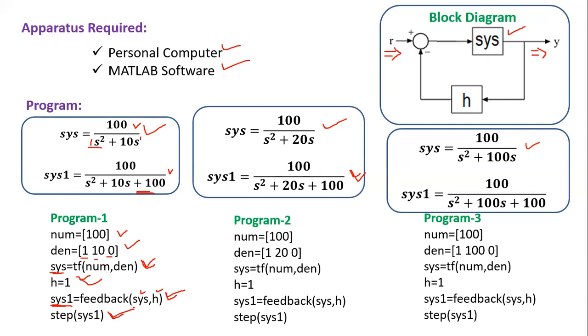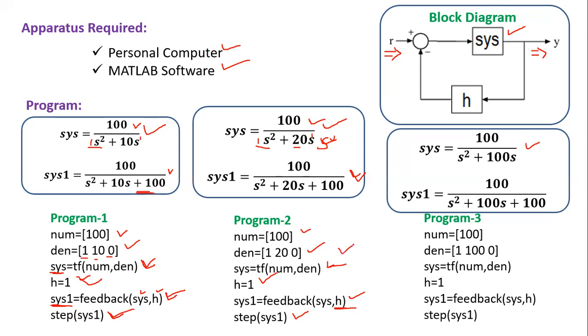The same way, coming to the second program. The second program is also the same. We need to specify the numerator and denominator of the open loop system, and then we frame the open loop transfer function, and then the unity feedback. We add the unity feedback to the already existing system, then we get the closed loop system. For that system, we apply the input. So here the numerator is 100, and coming to the denominator, the s square coefficient is 1, the s power 1 coefficient is 20, and s power 0 we are not having anything, that's why 0.